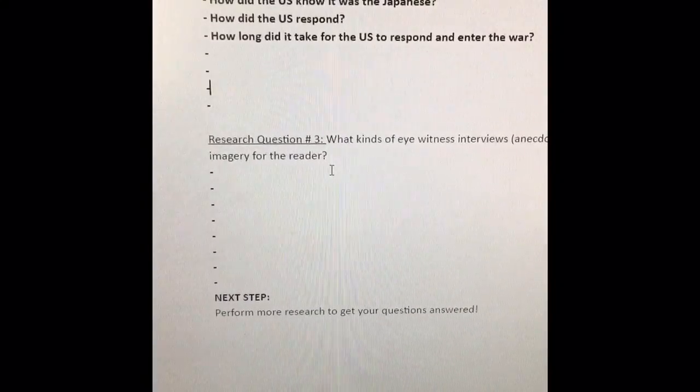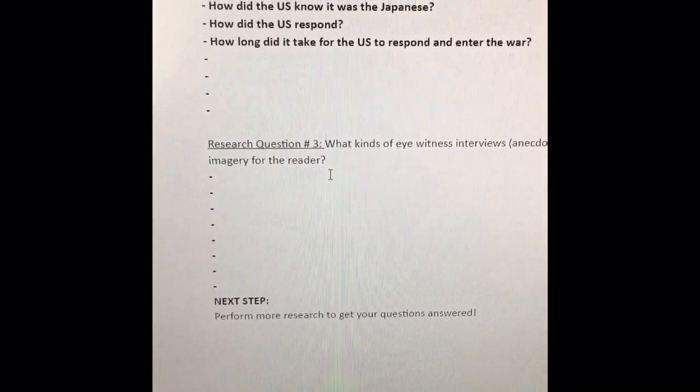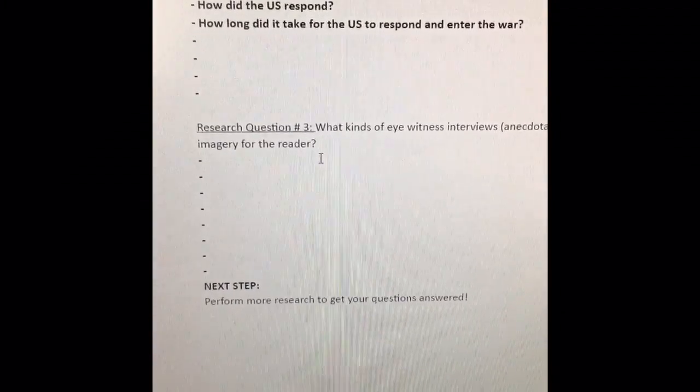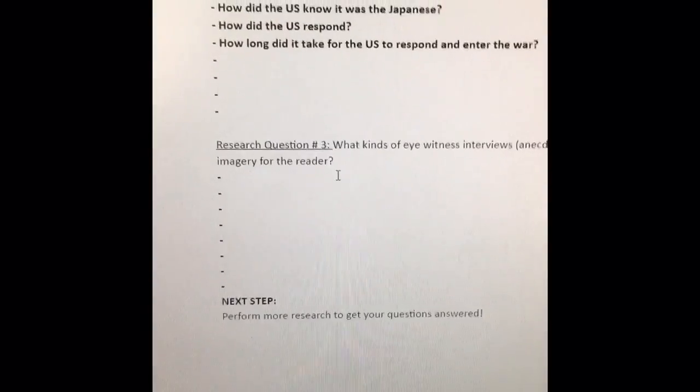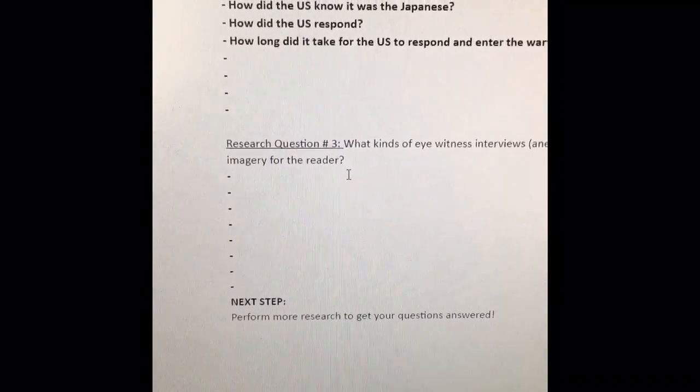But please follow directions, work very hard so that Friday and Monday we can move on to the next part of our writing.